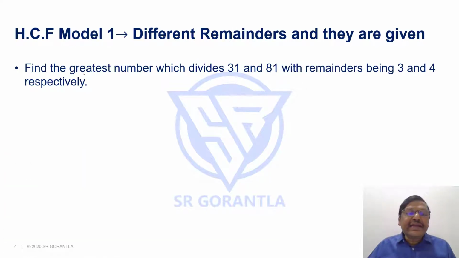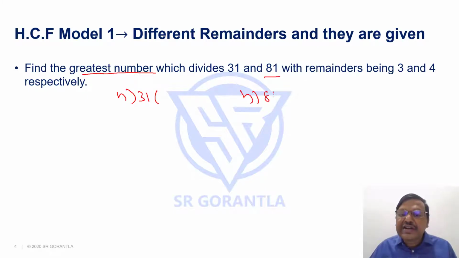I want a greatest number that divides 31. It's important, it's not divisible by 31, it divides 31. I want a number that divides 31. I want a number that divides 81. Do we need a number that divides 31 and 81 exactly? No, the remainders being 3 and 4. So, suppose the number is n, this n when it divides 31, the remainder is 3. When n divides 81, the remainder is 4.